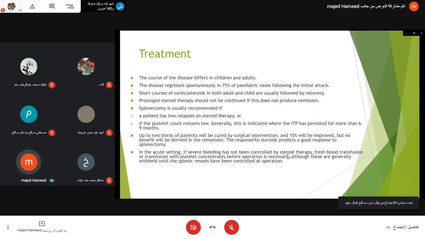In the acute setting, the severe bleeding has not been controlled by steroid. Fresh blood transfusion and transfusion with platelet concentrate before operation is necessary, although these are generally withheld until the splenic vessels have been controlled at operation.